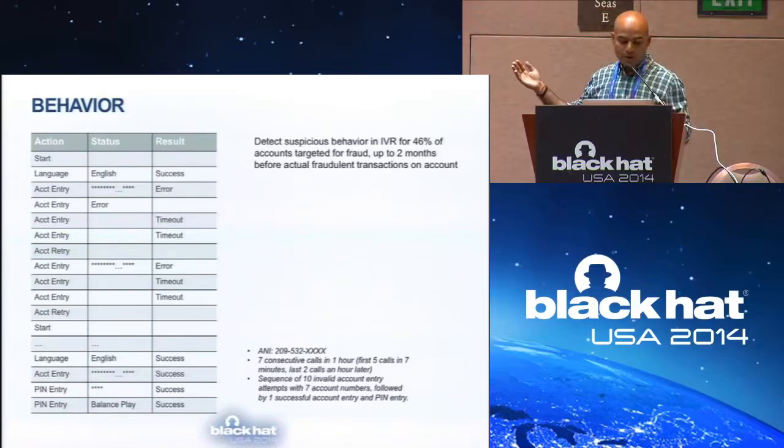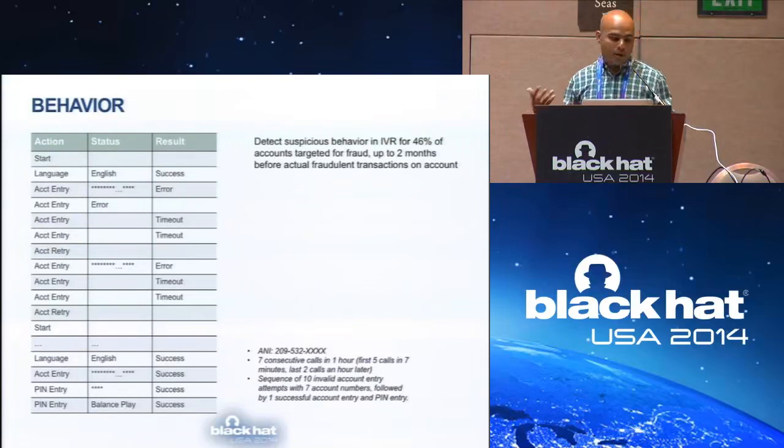This is a set of 7 consecutive calls from the same number, made within 1 hour. The first 5 calls were made in the first 7 minutes, and the 2 other calls were made about an hour later. What this caller did was try to enter an account number, fail, wait for a while, try to enter another account number, fail, and so on. They did that 10 times with 10 different account numbers, ultimately getting an account number that worked, entering the PIN that worked, and then successfully getting the balance of the account.